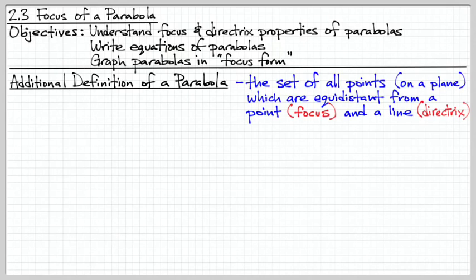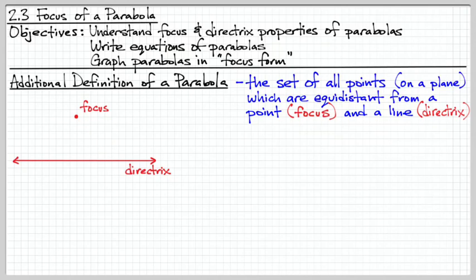This is an alternative way. It's the set of all points on a plane equidistant from a single point, and this point we're going to call the focus, and a line which we're going to call a directrix. So this is what I mean by that. I have a line here, that's my directrix. I have a focus, this point up here.